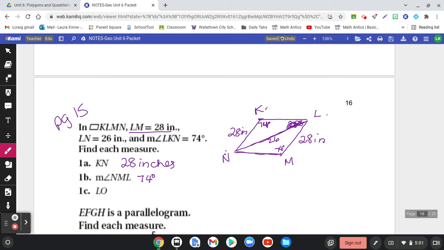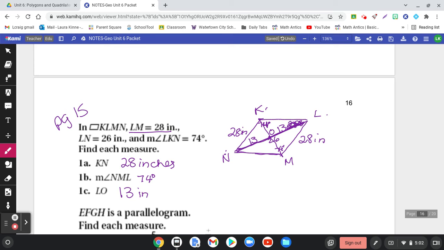Now LO, they didn't draw. Basically what's happening here, O is the intersection of your two diagonals. And remember, they cut each other in half. So if this whole thing is 26, then this is 13 and this is 13 because they bisect each other.